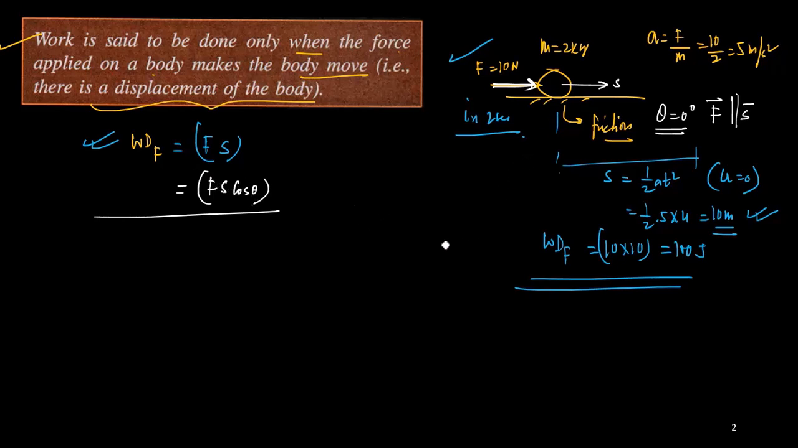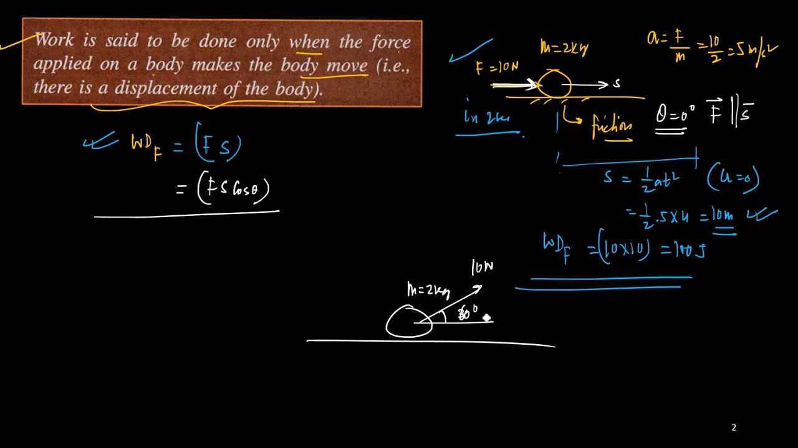Let us say in the same situation, the ball is there, whose mass is again 2 kg, and a force of 10 Newton has been applied at a direction of, let us say, 30 degree. Okay, 30 degree. So let us say the direction is 60 degree. So for that situation, what happens?